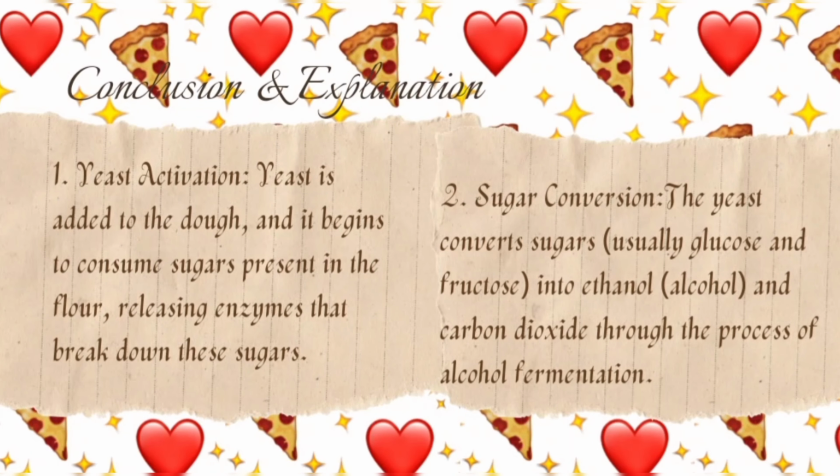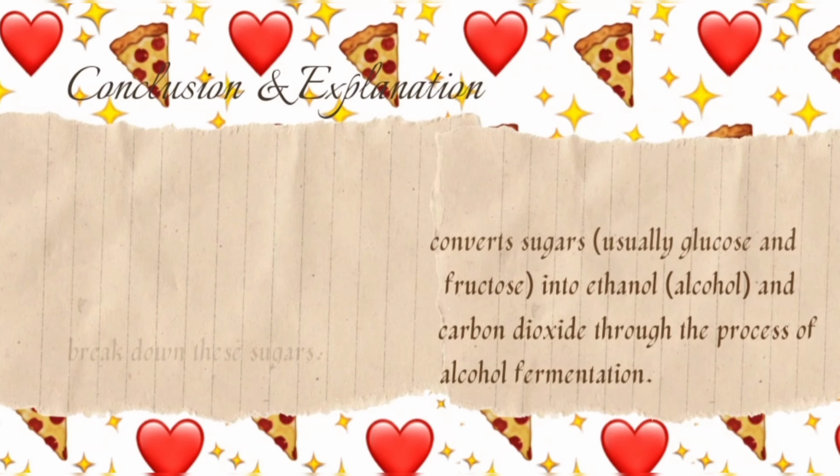As a conclusion, these are the explanation to the crucial steps in pizza dough making. Number 1. Yeast activation. Yeast is added to the dough and it begins to consume sugar present in the flour, releasing enzymes that break down these sugars. Number 2. Sugar conversion. The yeast converts sugar, usually glucose and fructose, into ethanol and carbon dioxide through the process of alcohol fermentation.